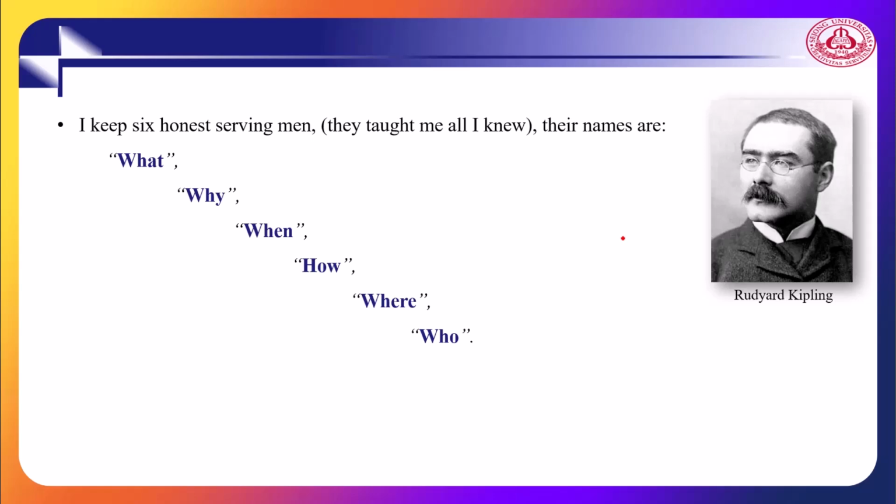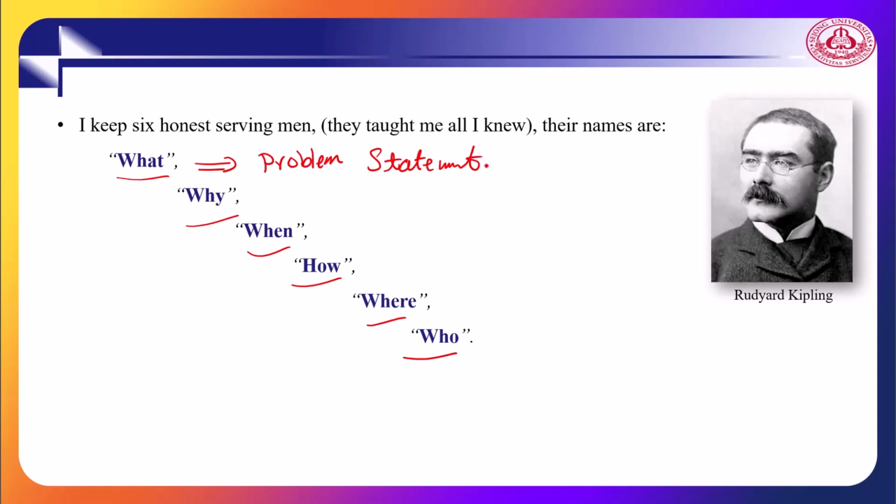So here we can see some friends of researchers. What, why, when, how, where, who. These are called friends of a researcher. What? What means we want to define the subject or the problem that we are going to search. What is the problem that we are going to address? We can say, what is the problem statement?